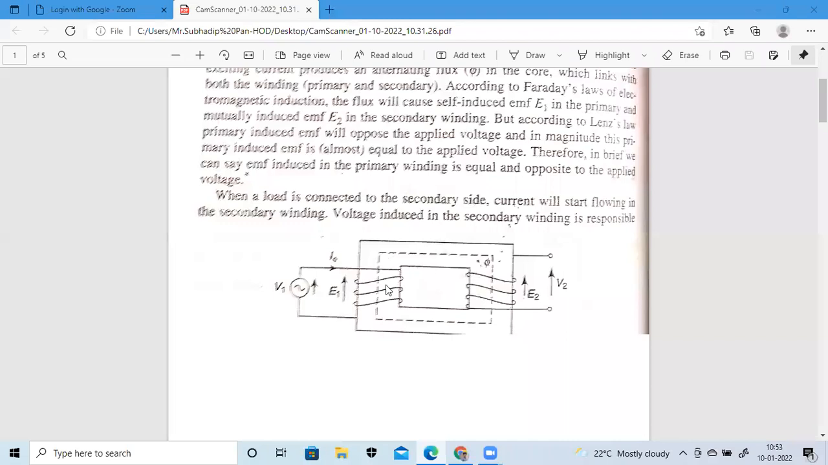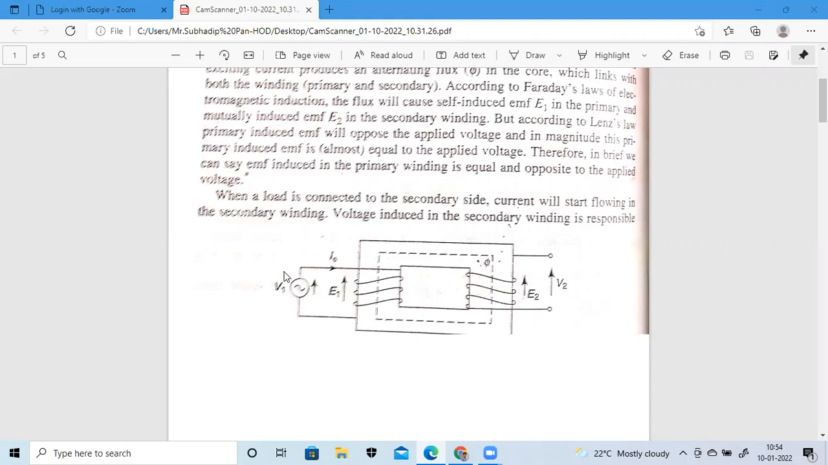What is this representation? Has anyone found out? The supply voltage is represented by this special sign. Anyone, just tell me what this is. It is the indication of a sinusoidally varying supply voltage.